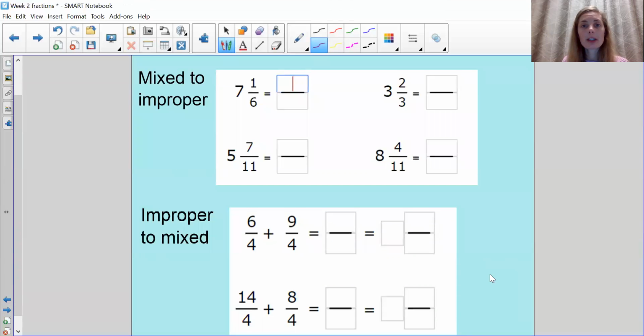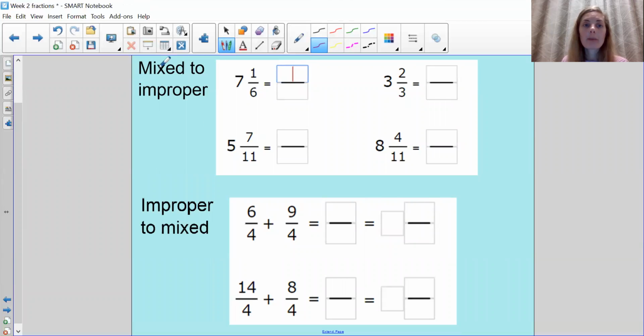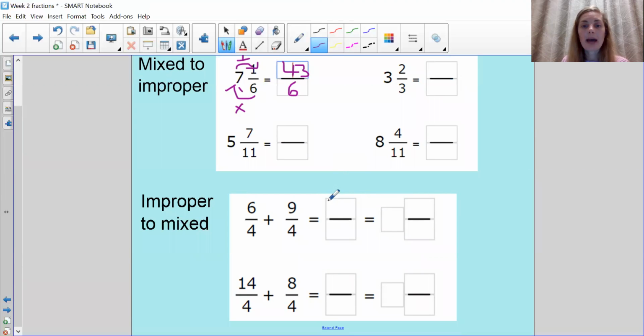If you would like to pause the video now and just have a go at these, going from mixed to improper and then from improper to mixed, you may go. If those of you who want to just have a few examples, then I'll do one of each and then you can have a go at the end. So I'm going to go from mixed, here's my mixed number, to an improper. So I'm going to say 6 times 7 is 42, 42 plus 1 is 43, and I leave the bottom number the same. Okay, see if you can give these 3 a go, and then we'll carry on.